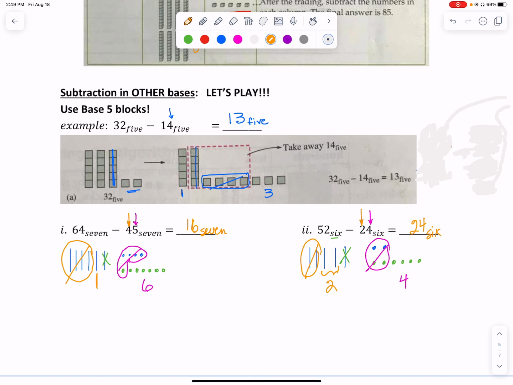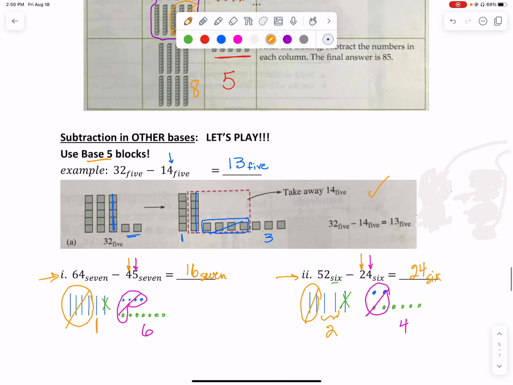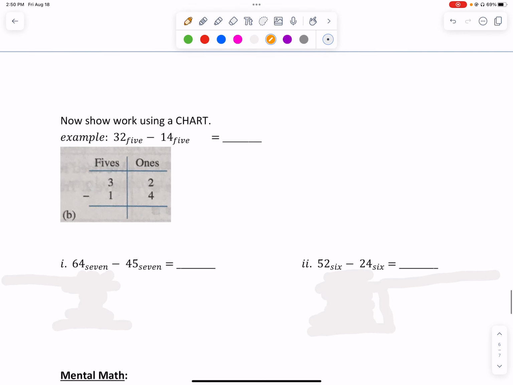Okay, so that is doing it using base, I said base 5 blocks. That's base 5 for this one, but we used 7 on this one and we used 6 on that one. So we just use our blocks to do that. But now we're going to work these same exact problems, but we are going to use a chart because you may not always have the blocks with you. Plus, just like our professional told us, we need to move from the concrete to the abstract, okay?